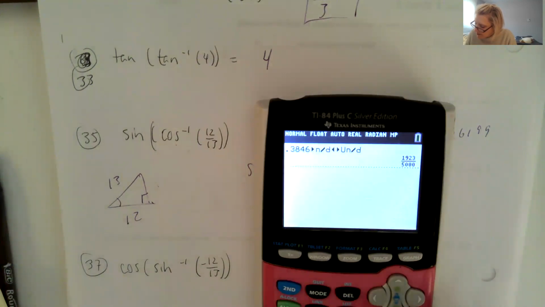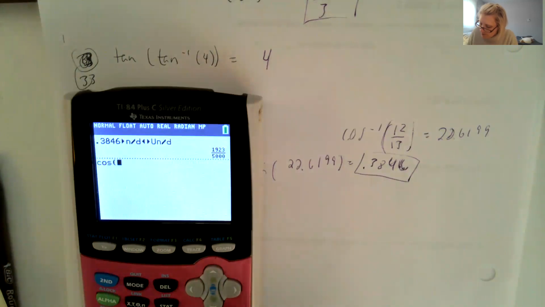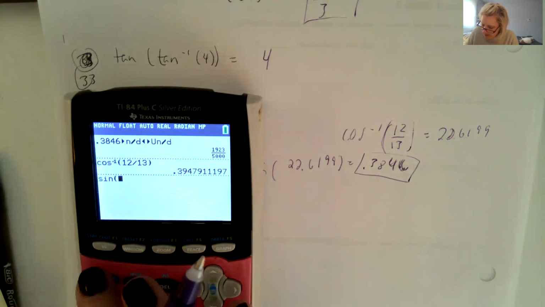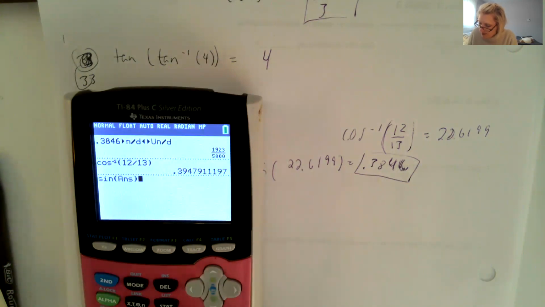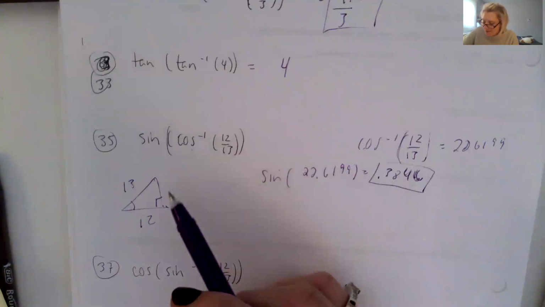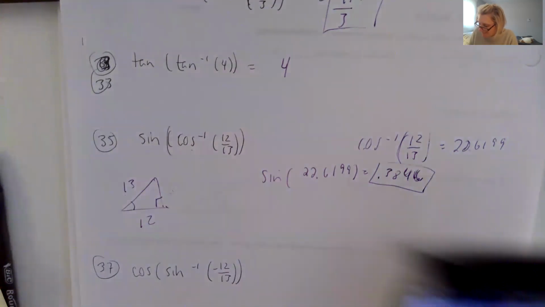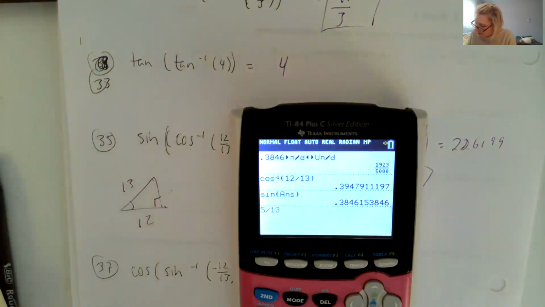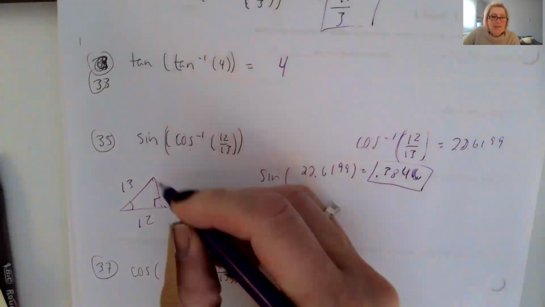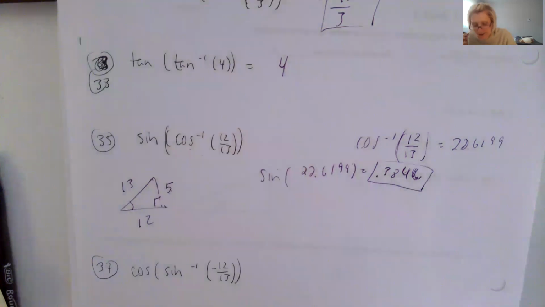And if we go back to do the inverse cosine of 12 over 13, it's going to give us that. And then if we say sine of the answer of that, it gives us the same decimal. So I'm trying to show that it's 5/13. 5/13 is that same fraction. I'm just trying to show you that this is that perfect triangle of 5, 12, 13.